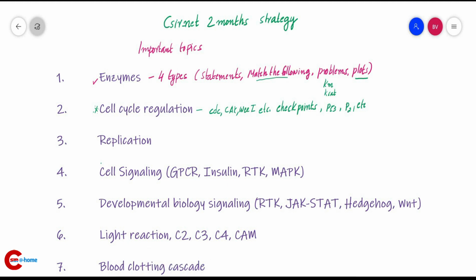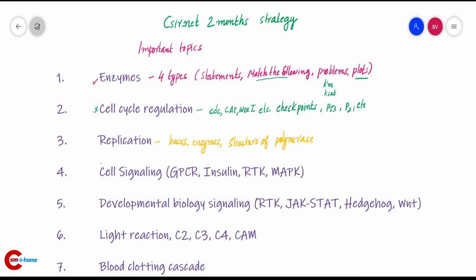Replication. What do you need to study? You need to study the basics of replication first. You can study it from Karp. Then the enzymes involved in replication, DNA polymerase, helicase, etc. Then study the structure of DNA polymerase. That is very important. Then you can study replication origin from Watson, Bruce Alberts and Cooper.